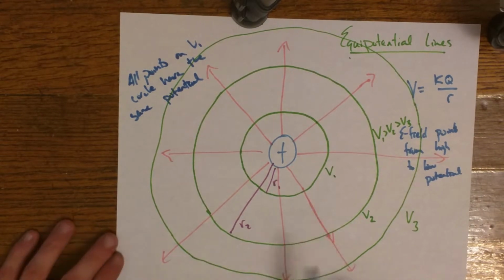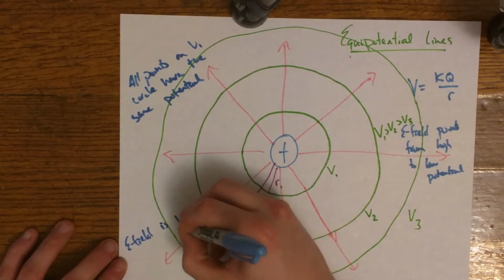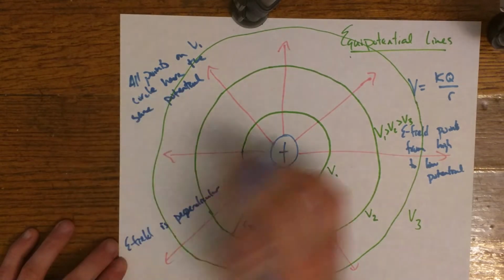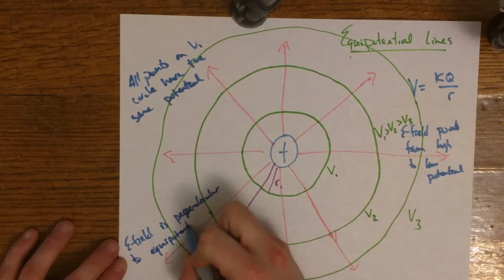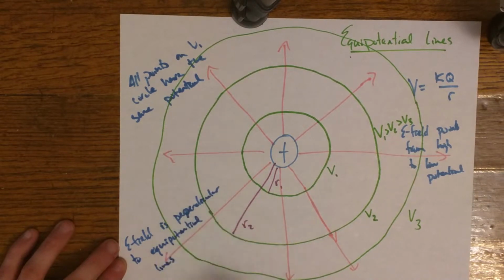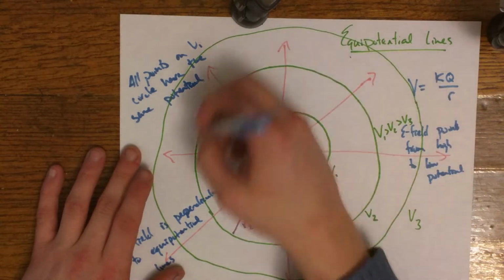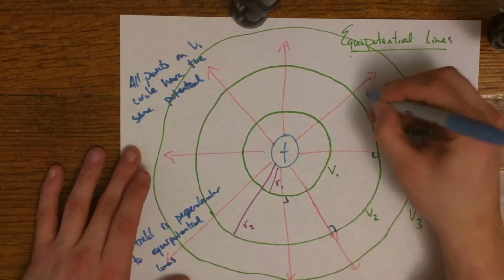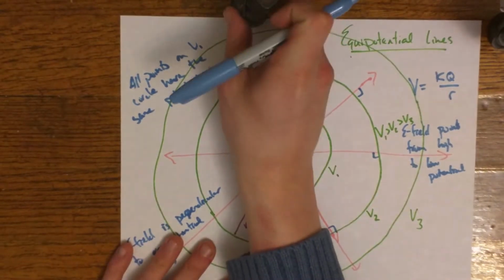The last thing to note is that the E field is perpendicular to equipotential lines. Okay, check this out. I've got my E field lines in pink. I've got my equipotential lines in green. And these two lines are perpendicular to each other always. So let's look at something that's not a point charge, shall we?